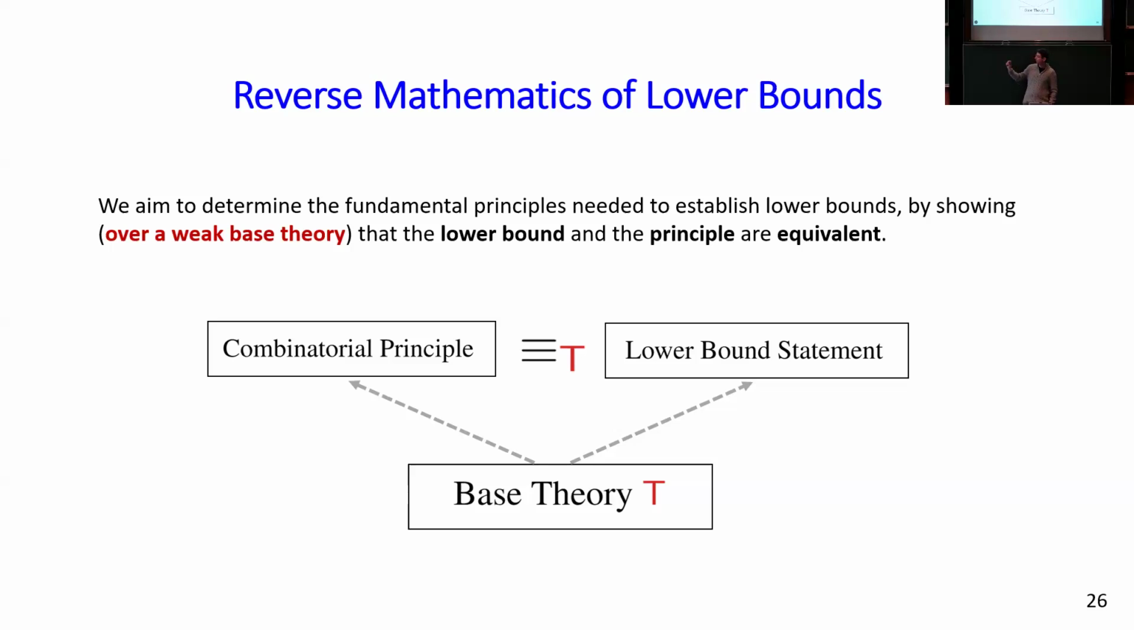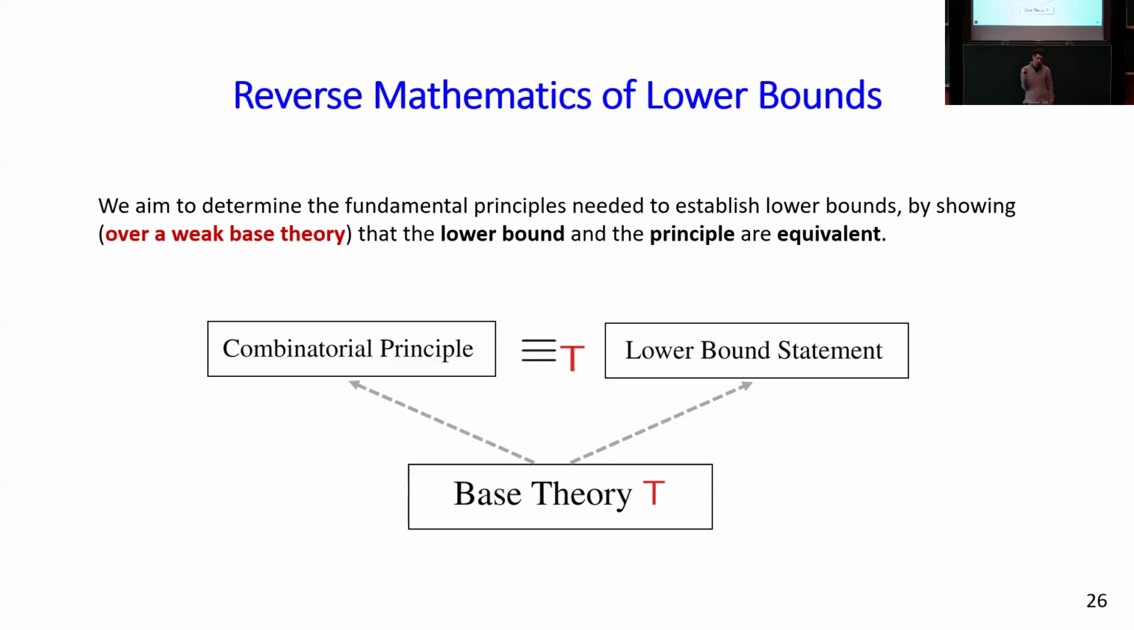And then what we want to do is to establish that over this base theory, the lower bound sentence is equivalent to some combinatorial principle. Meaning that I can prove the lower bound if I use this base theory and the principle. So the principle is sufficient to prove the lower bound, but we want to show it's actually necessary. Any proof you have of this lower bound in this base theory will have to use this combinatorial principle. We can also derive the combinatorial principle from the lower bound in the base theory. So these two statements are equivalent over the base theory. And if we could do that, that means we have a much better understanding of the lower bound sentence.